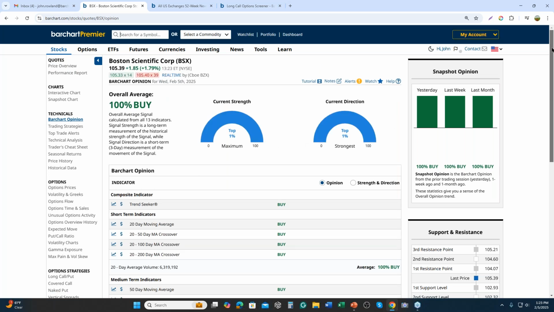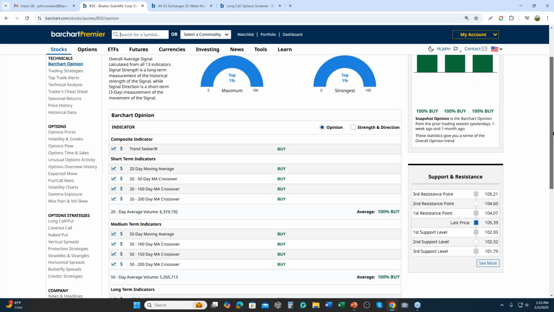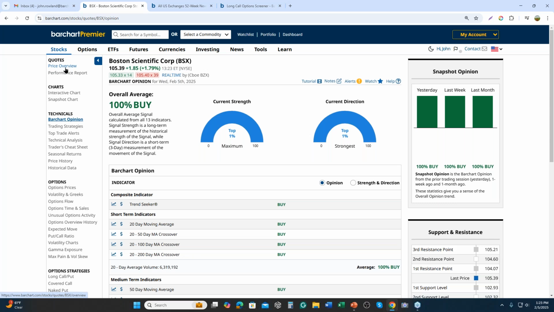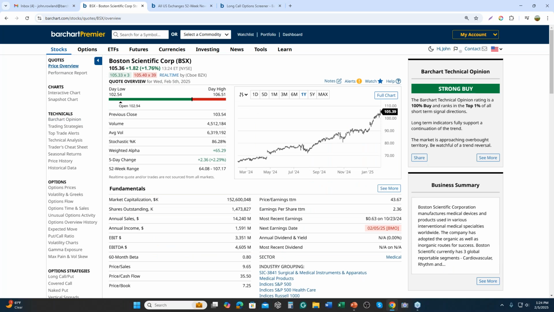Of course, we've already confirmed the longer term, so we like to look at those shorter and intermediate term ratings for a stock. And for Boston Scientific, you not only have a snapshot of the 13 indicators as a strong buy, but you also have information on the company itself, so you know what kind of company you're buying. So this is, again, one of those nice features that you like about Barchart, because you can come right here, you found a candidate, and boom, you can see what the technical indicators are.